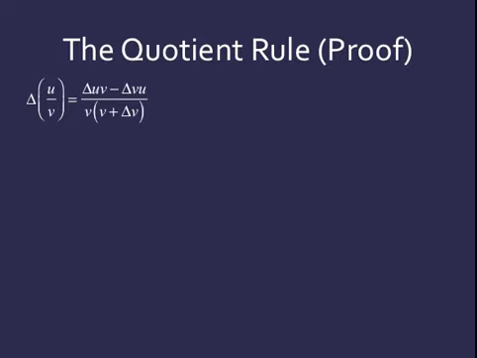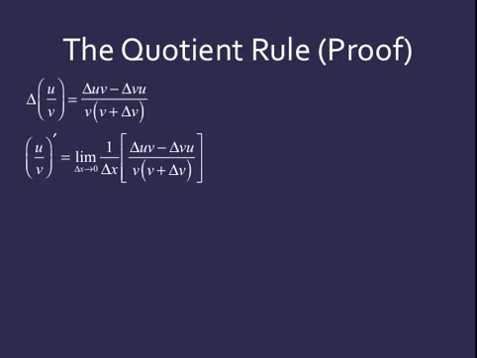This expression is just the top line of our difference quotient delta f over delta x. So the formal definition of the differential of u over v will be the limit as delta x tends to 0 of 1 over delta x multiplied by our term for delta of u over v. In other words, we end up with the limit as delta x tends to 0 of 1 over delta x multiplied by delta u v minus delta v u divided by v multiplied by v plus delta v.